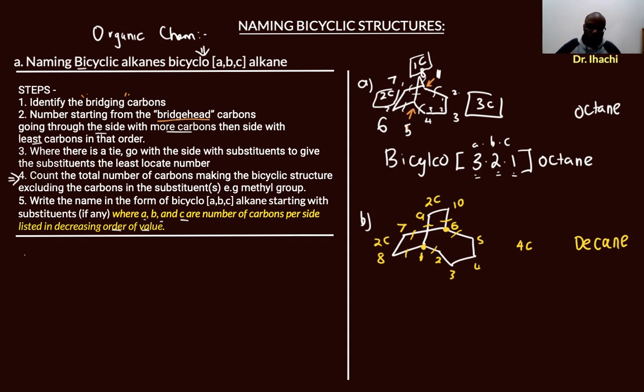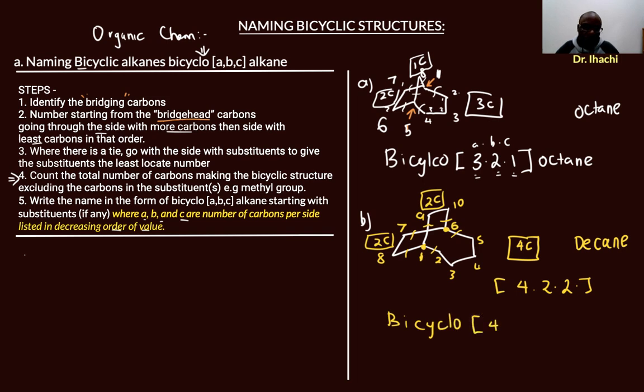There's no substituent. Again, I have 2 C, 2 C, 4 C per side. So in my brackets, I'll have 4.2.2. And then, of course, I'll start with the prefix bicyclo, [4.2.2], close the brackets. Then overall the total number of carbons making the bicyclic structure is decane.